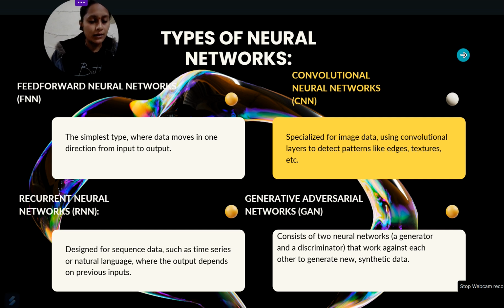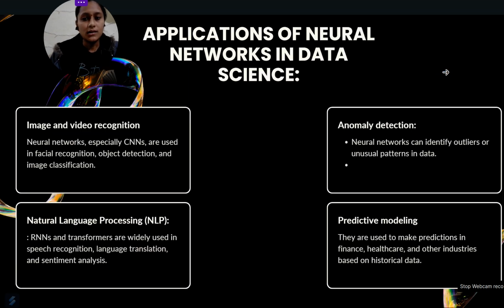Third is the recurrent neural network, designed for sequence data such as time series or natural language, where the output depends on previous inputs. Last, generative adversarial networks consist of two neural networks that work against each other to generate new synthetic data. Now let's discuss what are the areas where neural networks are used in data science.